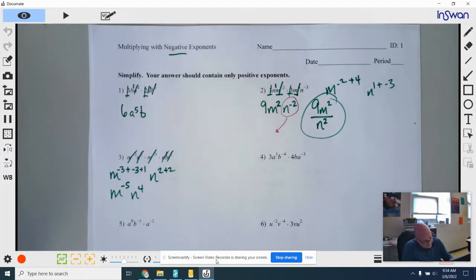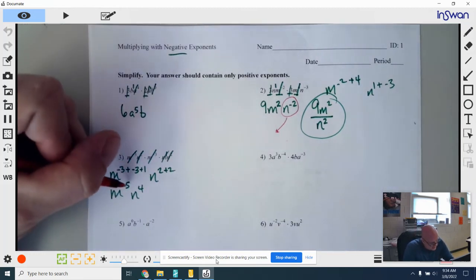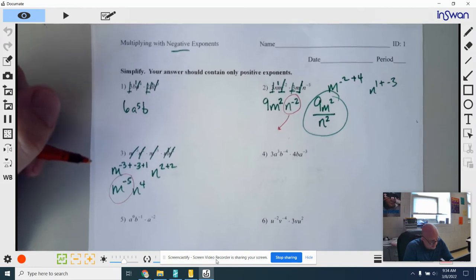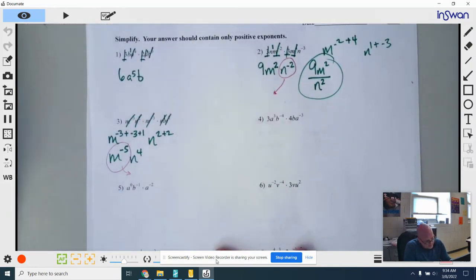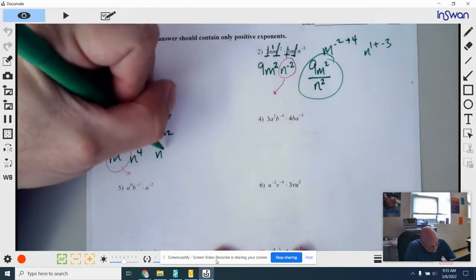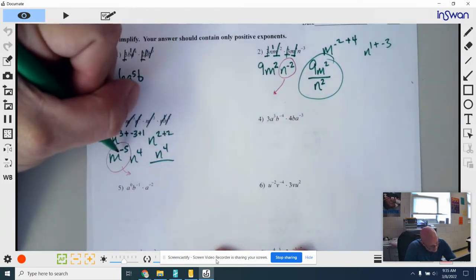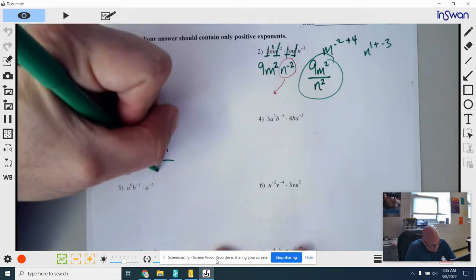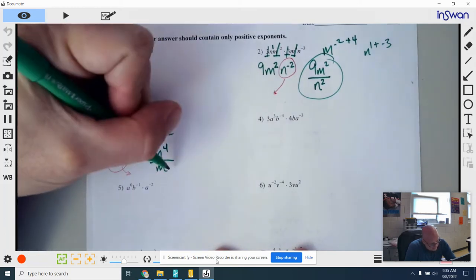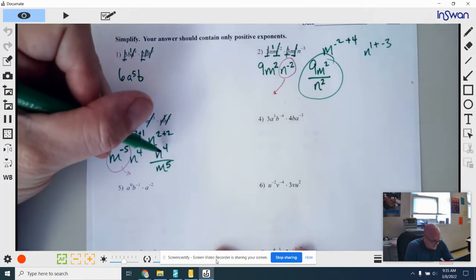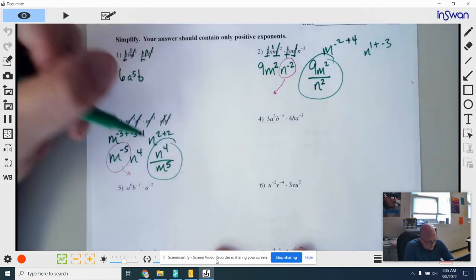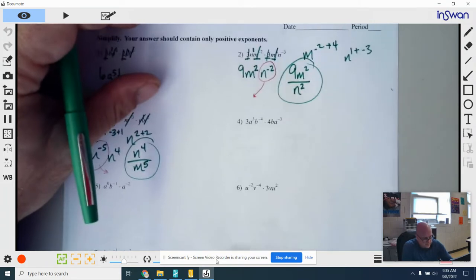Okay, again, I want you to circle whatever part has a negative exponent, which is just that m. And that means it's going to flip sides. So your n remains up top, n to the 4th power. The m now goes to the bottom. And when it goes to the bottom, the exponent sign changes to its opposite. So it's n to the 4th power over m to the 5th.